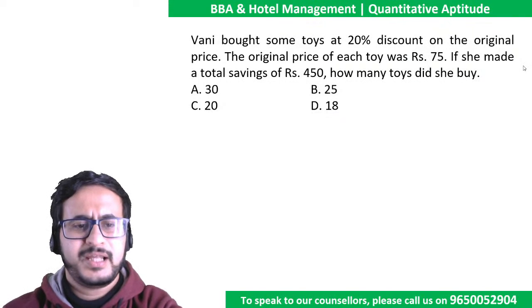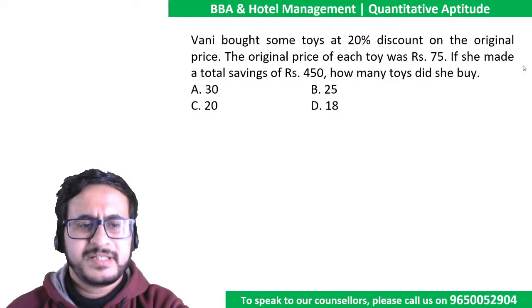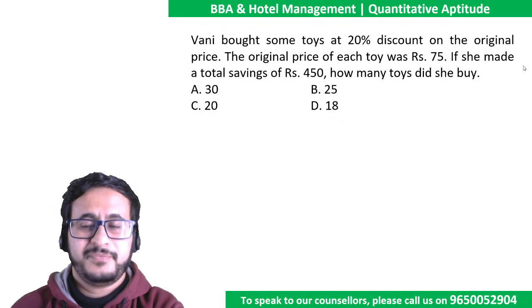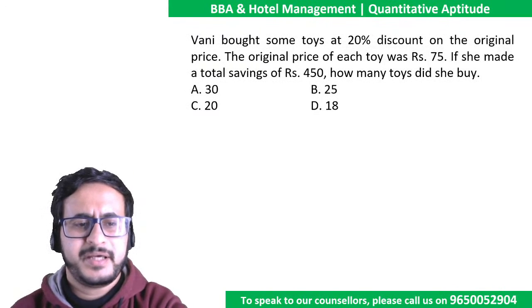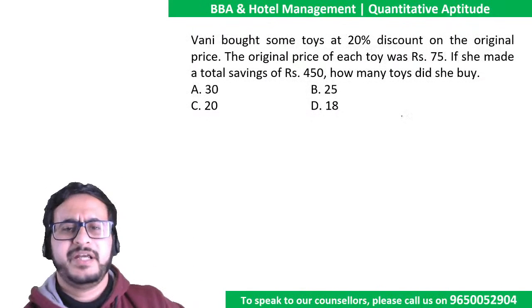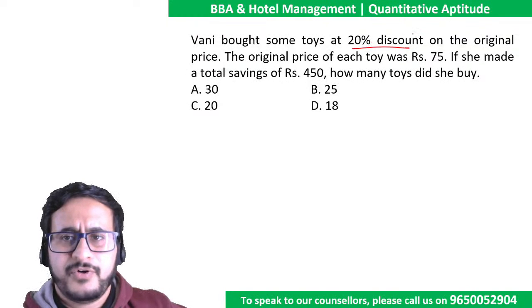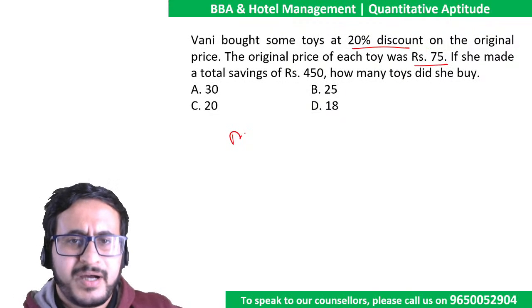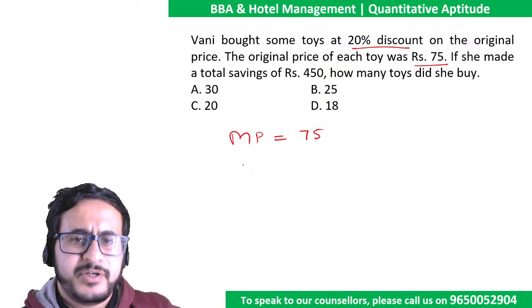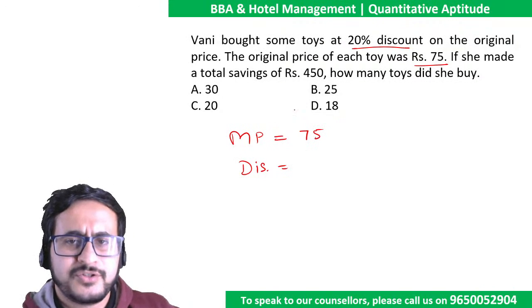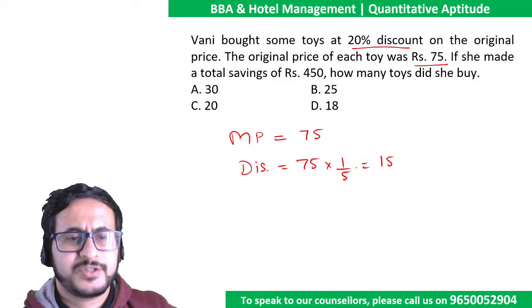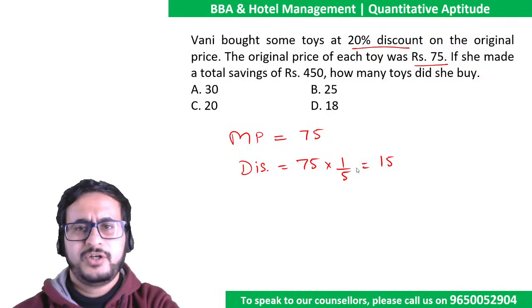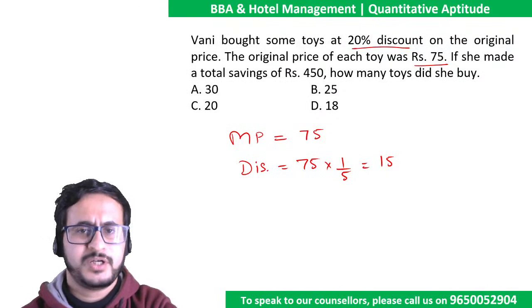So let us see how we calculate this. So 20%, as I told you, is 1/5. As we practice more, you should be very confident with these percentages. You do not need to write 20 by 100. That should automatically strike your mind as 20% is 1 by 5. Okay, 1 by 5 discount she gets, and the price of each toy was 75. So the marked price of each toy was 75. Discount is a certain percentage of marked price. 20%, that is 1/5. So discount she gets is 15 rupees. So on each toy she purchased, she got 15 rupees discount.